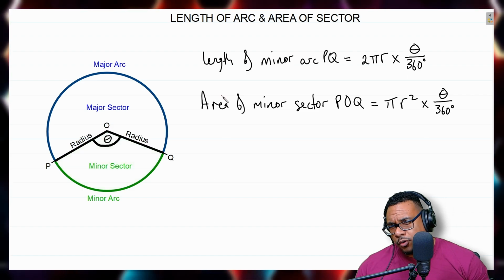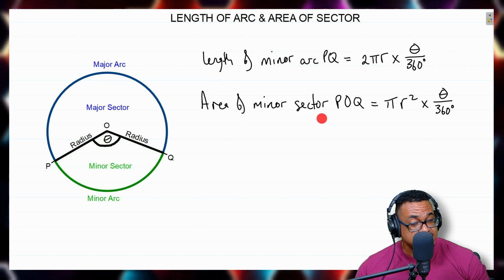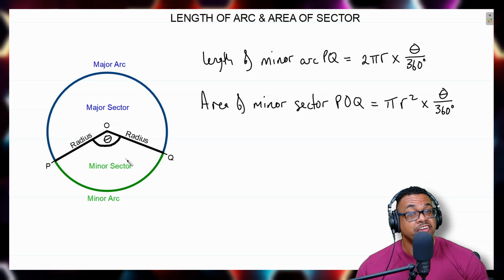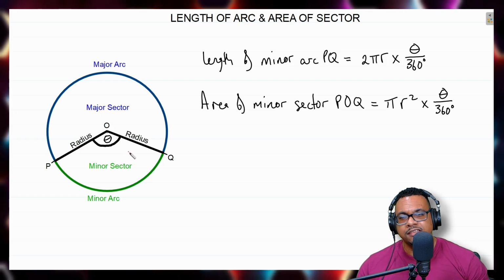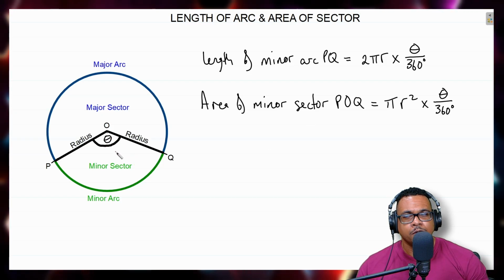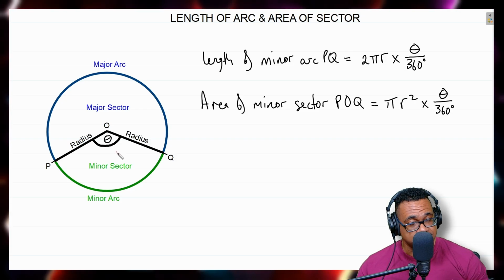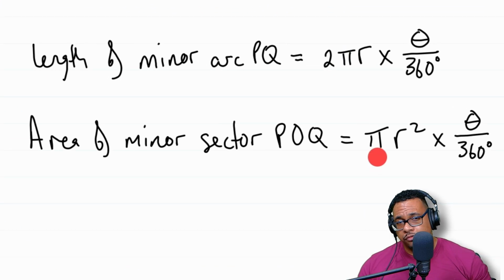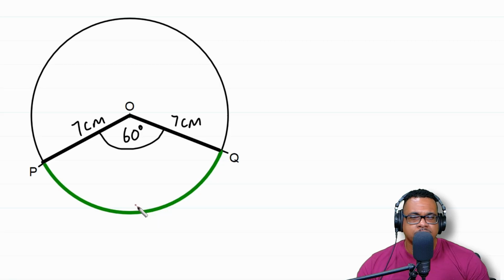Now I know there's another formula for length of arc and area of a sector when theta, the angle, is in radians. But in this video, we are not looking at when the angle is in radians. We are looking at it when the angle is in degrees. So these would be our formulae. So on this page, we have our circle, we have our minor arc PQ in green, and of course we have our minor sector here.